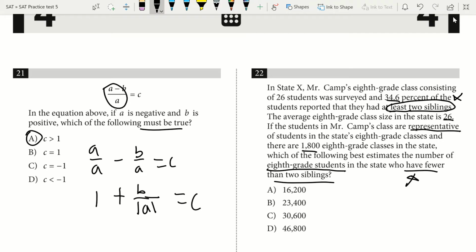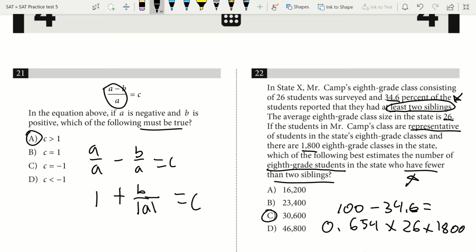Up here we were given the percentage of those who had at least 2. So if we're doing fewer, we have to do 100 minus our 34.6%, right? And that's going to give us 100 minus 34.6 leaves us with 65.4%, right? Now if we write that in decimal form, that's 0.654, and we need to do that because we have to multiply that by our class size, 26, and then by our number of classes, 1,800, to get our total number of students. And when we do that, we get 30,607, which is closest to 30,600, so our answer there is going to be C.